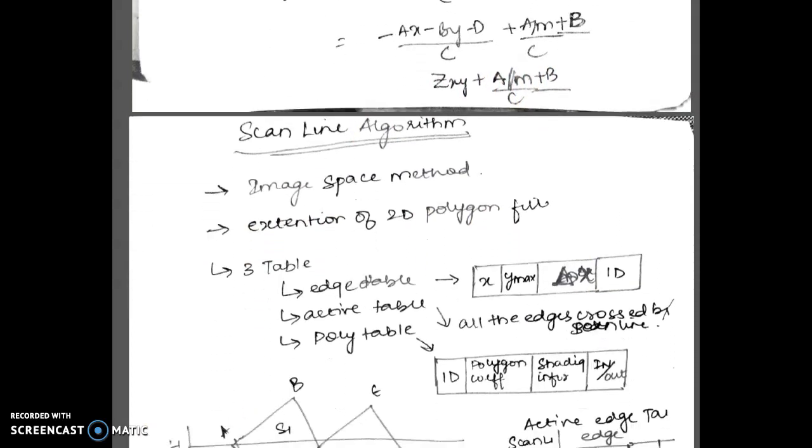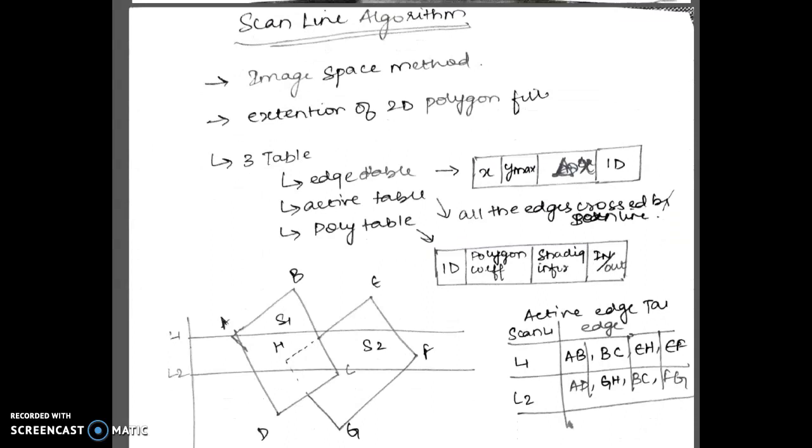So the next one we will see is the scanline algorithm. The scanline algorithm is also an image space method. It is actually an extension of the 2D polygon fill algorithm. In the first unit we saw scanline polygon fill, where it starts filling coordinates, takes two pairs, and fills all the x coordinates between those two pairs. So this algorithm is actually an extension of that.